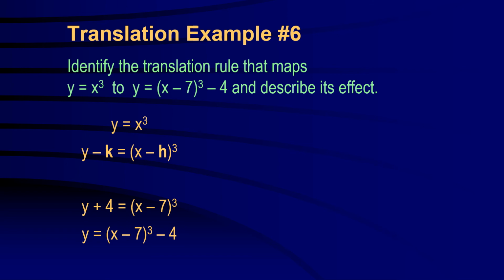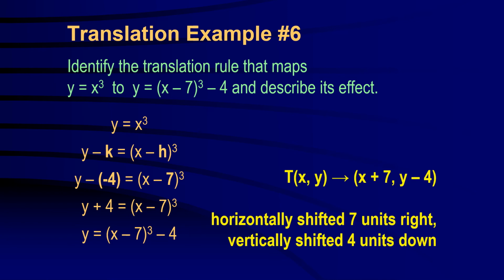This time I have a match for x minus h and x minus 7. H has to equal 7. On the other hand, y minus k needs to be rewritten so I can have y plus 4. I can do that by rewriting it as y minus a negative 4. With h being 7 and k being negative 4, my translation mapping is T of (x, y) goes to (x plus 7, y minus 4), which has the effect of shifting the graph horizontally 7 units to the right and vertically down 4 units.